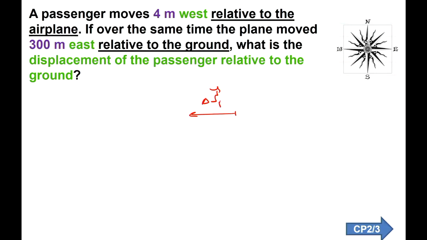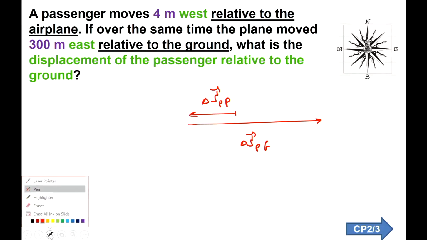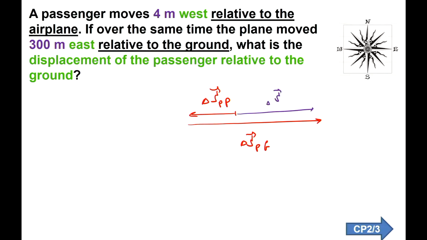For passenger relative to the plane. A plane relative to the ground. And that will be passenger relative to the ground. In the end, it travels with the plane in the east direction. The equation that relates them as vectors looks like this.